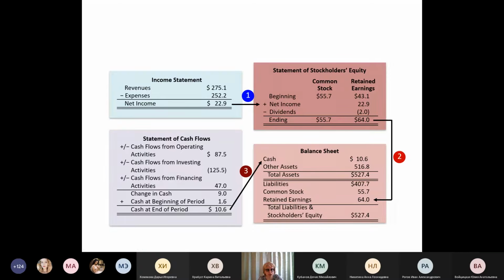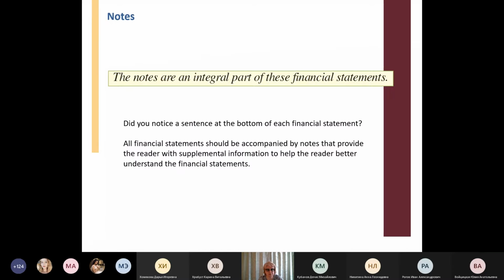I would like to mention here that, of course, in reality, we have many more relationships among financial statements, but right now for our basic course, it's important to understand this information flow in preparing financial statements.